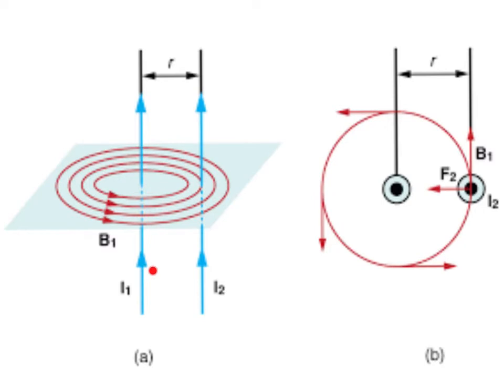And if we reverse the process, wire 1 is in the field of wire 2, and if we went through that in the same way, we'd see that the force on wire 1 has to be towards wire 2, so they attract each other.